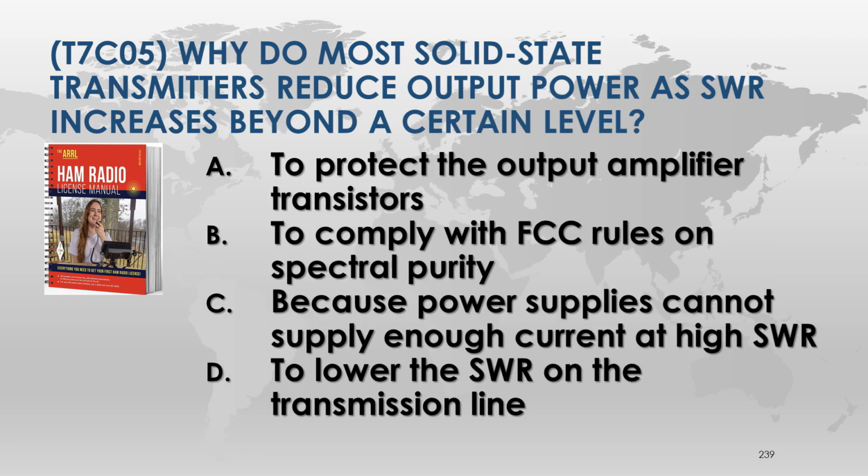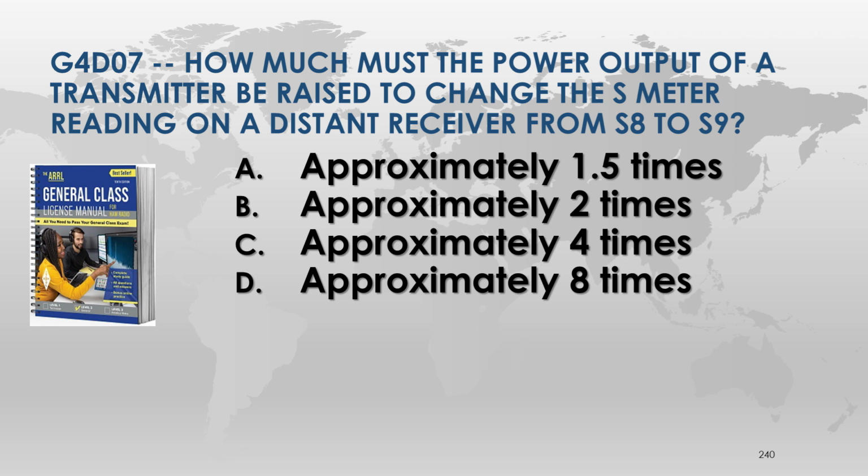Why do most solid-state transmitters reduce output power as SWR increases beyond a certain level? It's Alpha. Alpha is correct. How much must the power output of a transmitter be raised to change the S meter on a distant receiver from S8 to S9? So it doesn't matter, even if you can't remember 6 and 3 as the doublings.